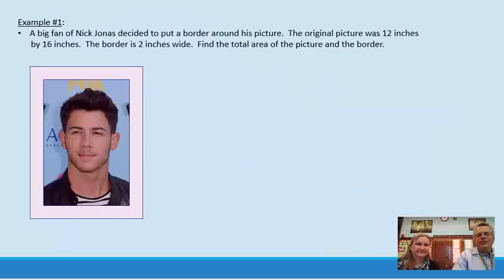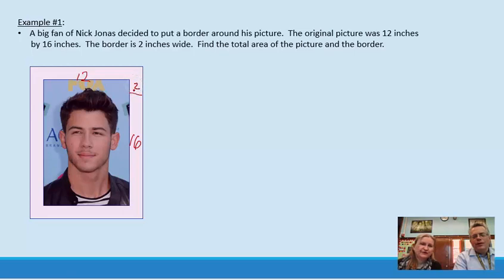All right, we're going to start with Nick Jonas. I don't know if you're a Nick Jonas fan or not, but we have this beautiful picture of him here with a border around it. The original picture was 12 by 16, so maybe Ms. Les, you can label that. It's the blue part, 12 by 16. Then we put a 2-inch border around it, and they want to know the total area of the picture and the border.